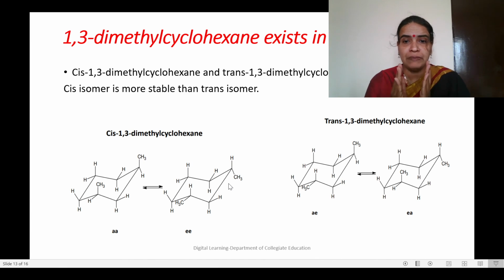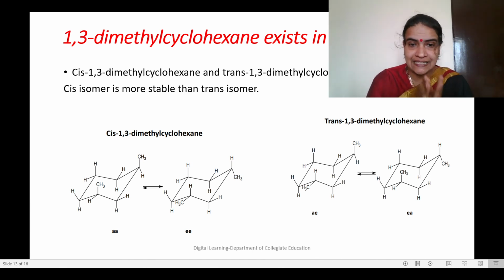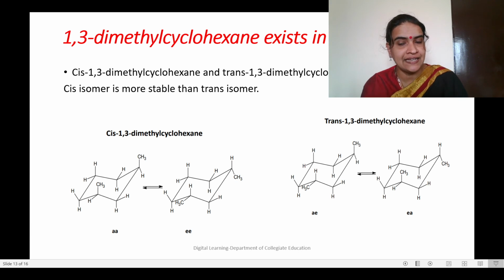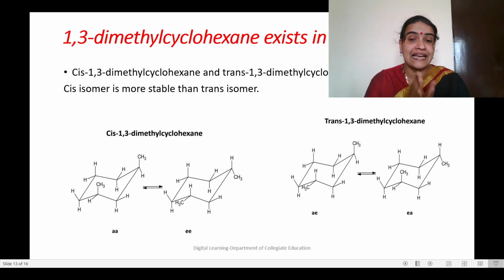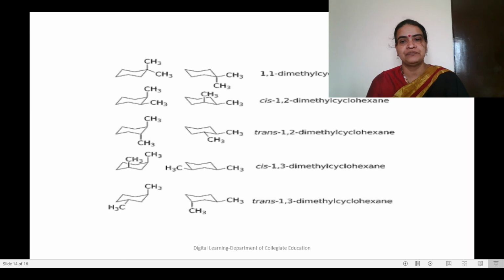So these are trans conformations and this is the cis conformation. In cis, both methyl groups occupy axial or both equatorial positions. In trans, the methyl groups occupy one axial and one equatorial position. Another example is 1,1-dimethyl cyclohexane. When it comes to 1,1, only one structure is possible, one methyl axial, one equatorial. It is the same molecule. Then when it comes to 1,2, we have cis and trans. But for 1,1, we don't have cis and trans because only one type of structure is possible.